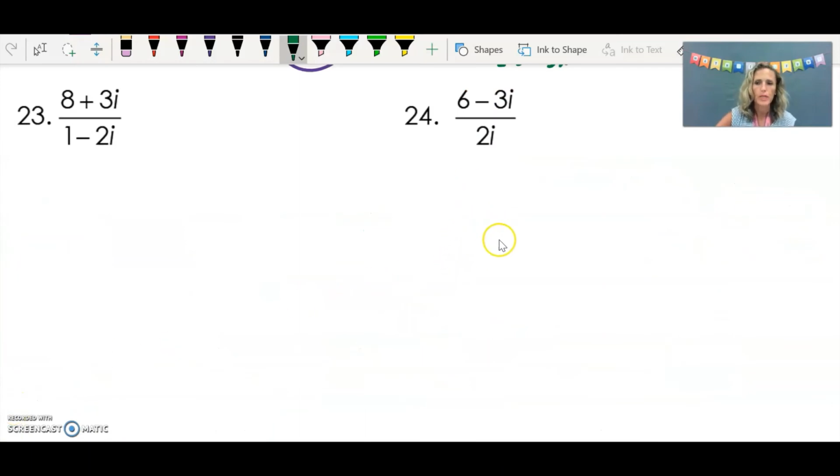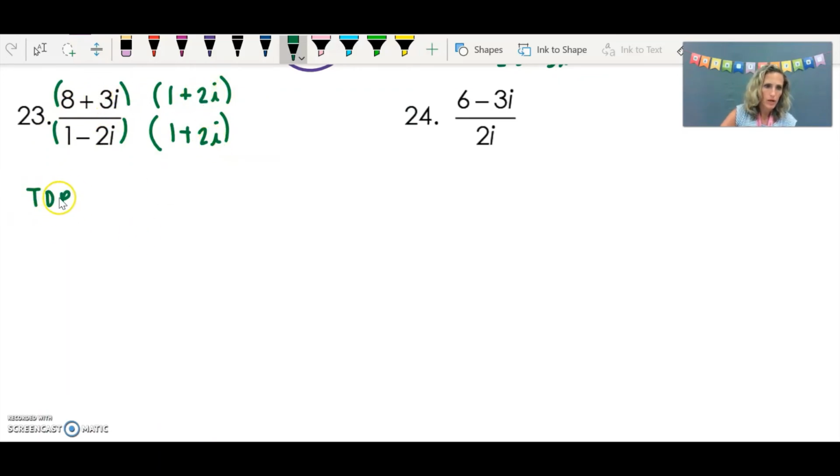Here we are with number 23. If you feel super confident, you could go ahead and start working and then compare your answer to mine at the end, or you could even stop the video if you're watching on your own and then play it back when you're finished and see if you got it right. Here we go. We're going to multiply by 1 plus 2i on the top and the bottom. And that's going to require a little bit of extra work because I've got a binomial and a binomial.